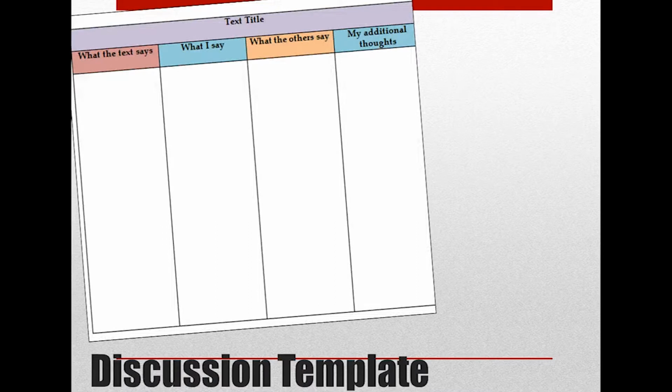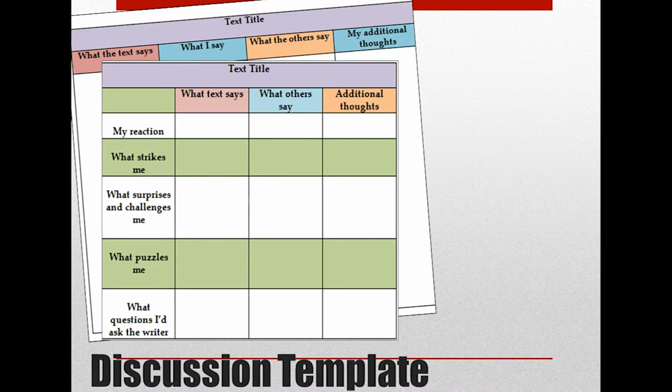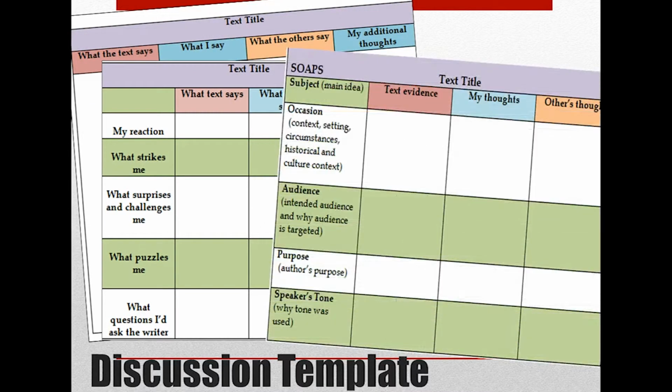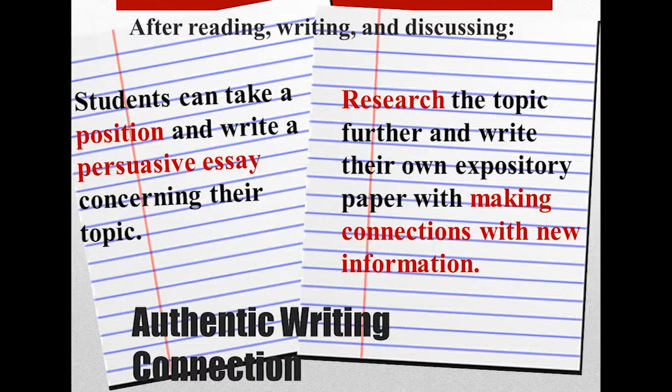Students can use a preset template to guide their thinking and writing depending on your purpose and strategies. Keep them simple so that students are free to think and respond to the text and to their classmates' thoughts and discussions. To make authentic writing connections, after reading, writing, and discussing, students can take a position and write a persuasive essay concerning their topic, or research the topic further and write their own expository paper with new information. Writing takes thinking to a deeper level. It enhances students' ability to think, make connections, and achieve clarity, logic, and precision.